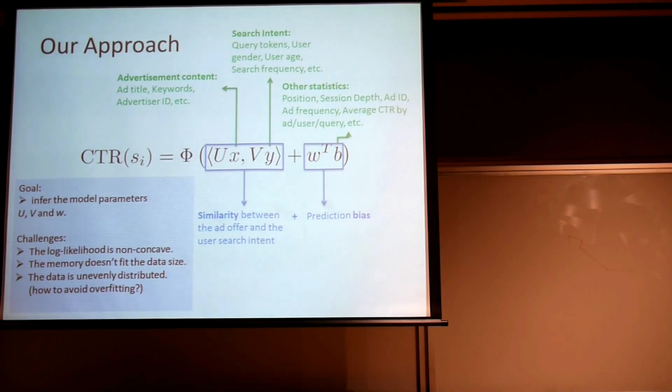It's not easy to do that because first of all, the log likelihood is not concave, so we don't have a global optimum. And also, since we have millions of users and millions of records of queries, it's hard to fit all the data into memory. So we need an online form of learning and inference. And also the data is not evenly distributed, which means some of the ads are very frequent, while some of them are not very frequent. So we need to maximize the posterior instead of maximizing the likelihood to avoid overfitting.